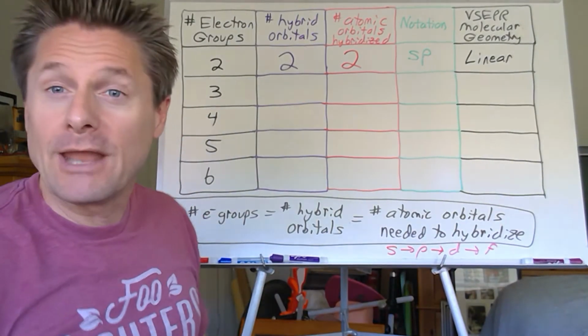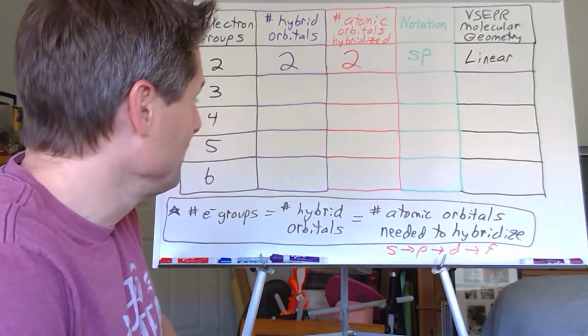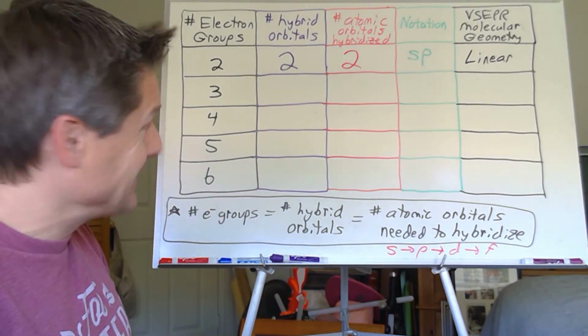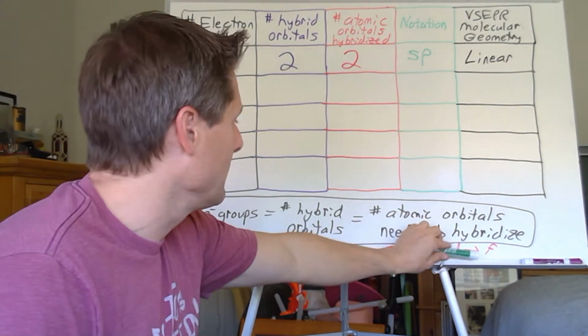That was linear with 180-degree bond angles. Sweet, huh? A lot of review here. So if you can fill out the rest of this table, that would be fantastic. But I will go ahead and blast through it.